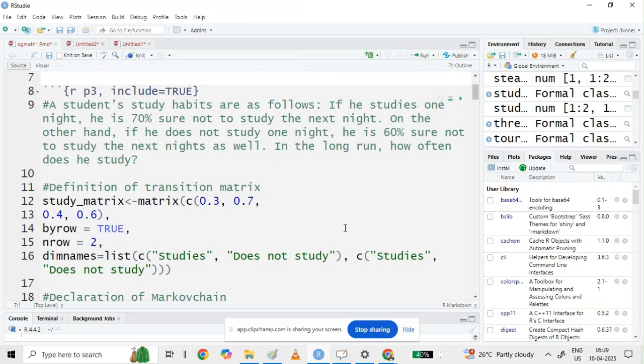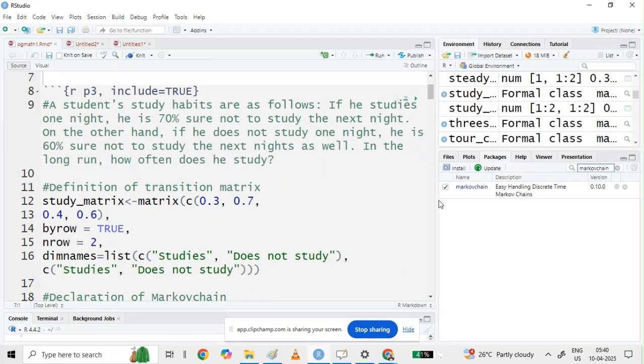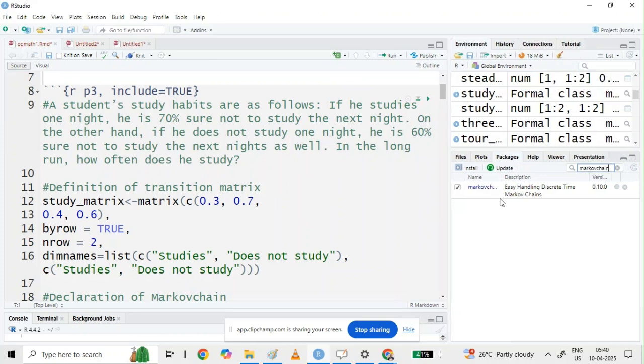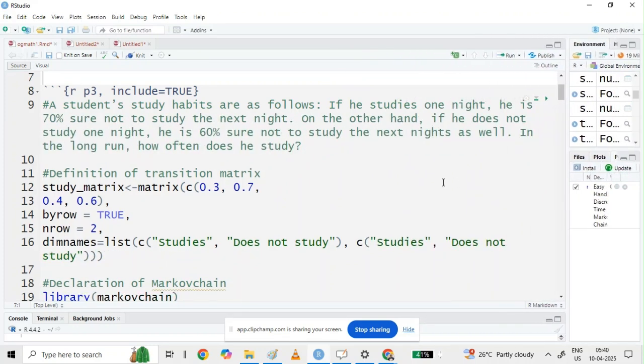All right. So we have the question before us. Now, before we start writing the code and execute the code, we'll first ensure that the package Markov chain is installed in the RStudio that we are using. We have checked it. We have typed the name of the Markov chain package, and we have seen that the checkbox is active, so the package is installed. So we can, in fact, execute all programs that we need using this package.